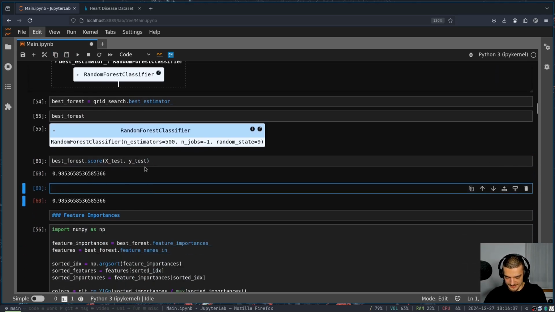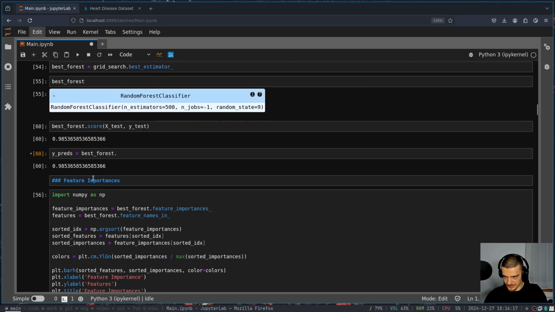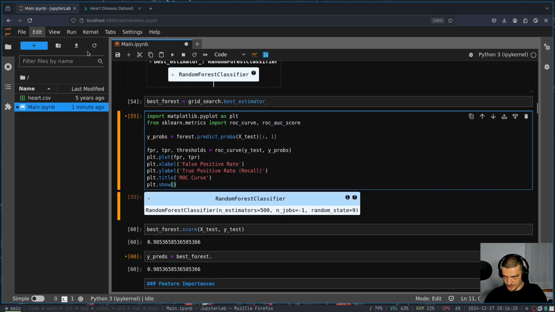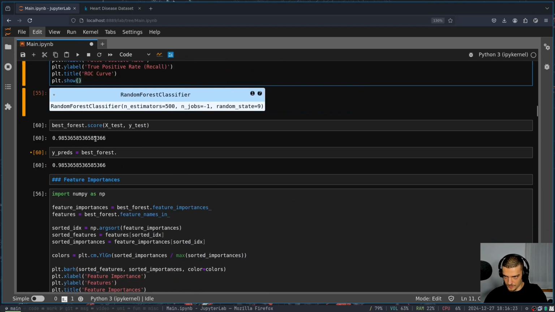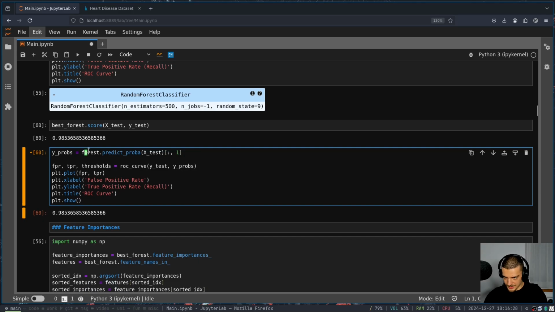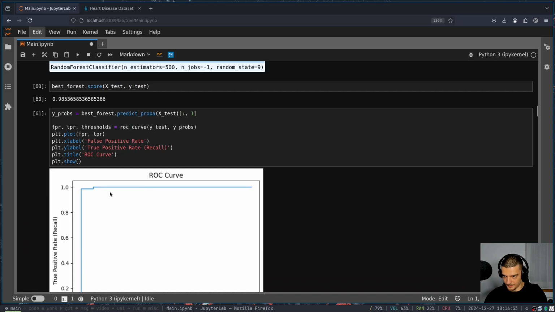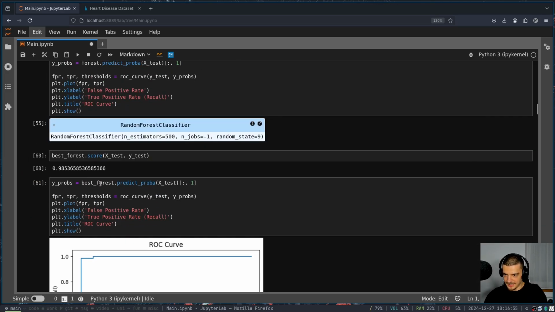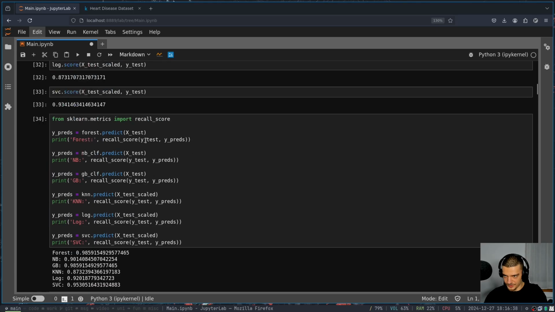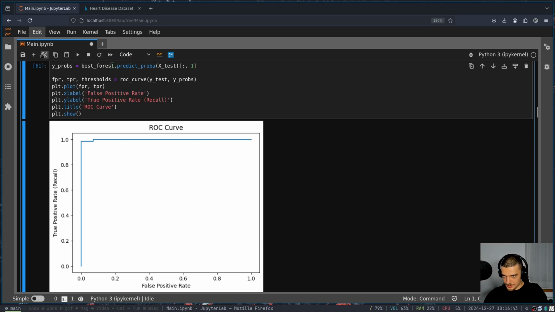Let's see if it also has the same recall. y predictions is going to be best forest. Or actually, let's go for the ROC. So let's just go and do this, but with the best forest. I'm just interested in that. Yeah, looks the same. And now maybe also let's do the recall. So let's go and copy that. And let's do it here as well.